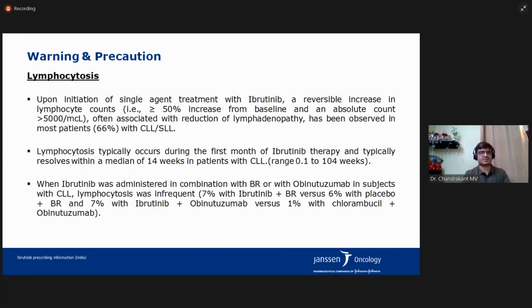And I was telling you that lymphocytosis is seen in a substantial 70% of patients, where there is a 50% increase from baseline in absolute lymphocyte count. So when ibrutinib was administered in combination with BR or obinutuzumab, the lymphocytosis was infrequent. You can see 7%. Whereas if you use ibrutinib monotherapy, the transient initial lymphocytosis is nearly 70%. And it coincides with improvement in counts and resolution of lymph nodes and organomegaly.